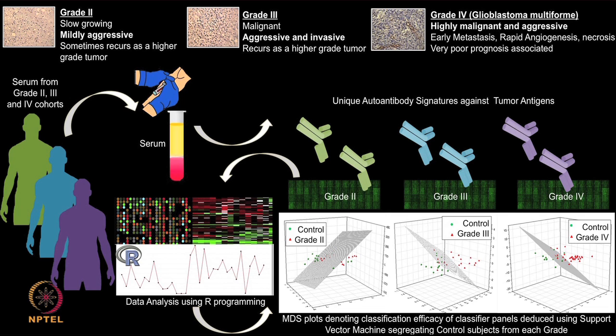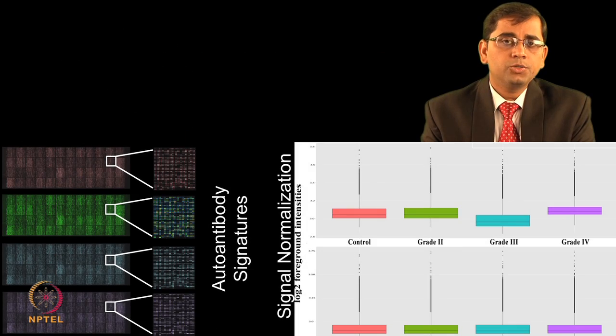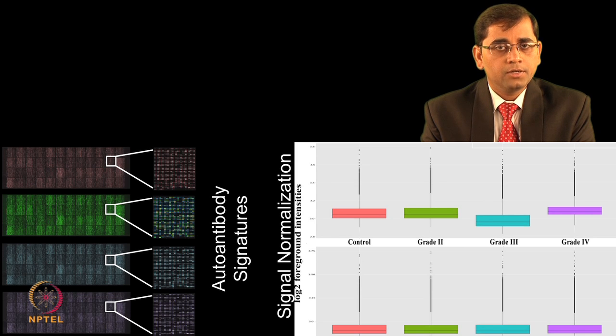The workflow of this study is shown in the slide, which is very similar to the one which we have discussed in case study 1. However, investigators here used different type of data analysis scheme. In this study, stringent quality control checks were performed. After data acquisition, quantile normalization was performed to reduce the technical variability.